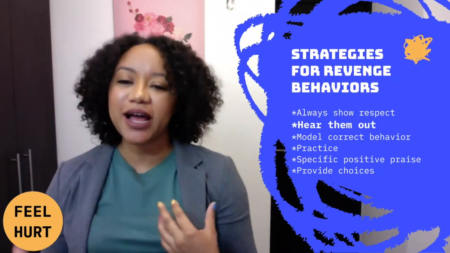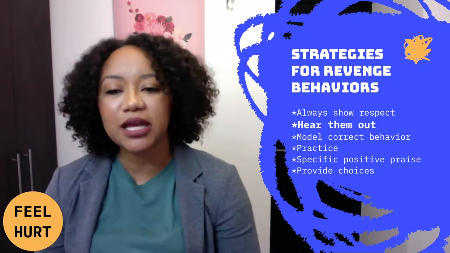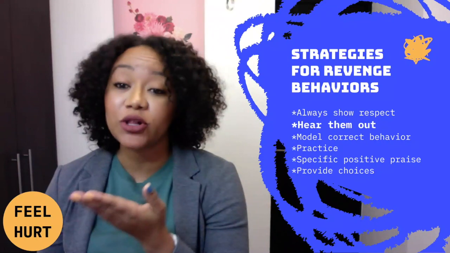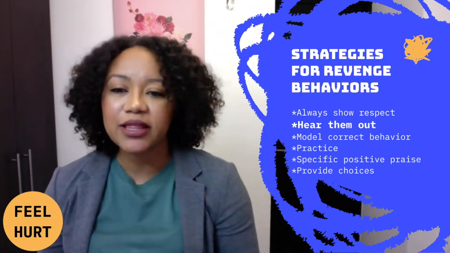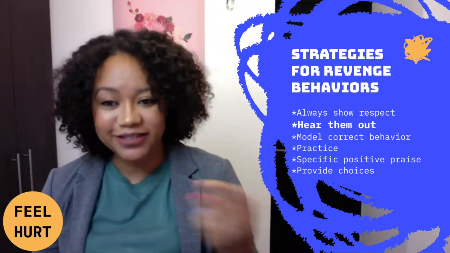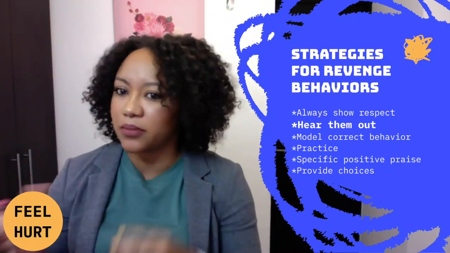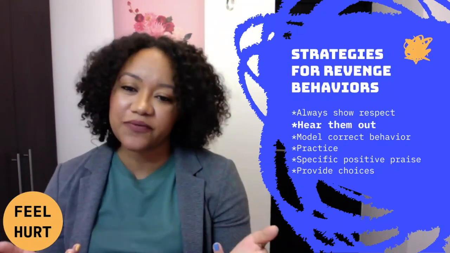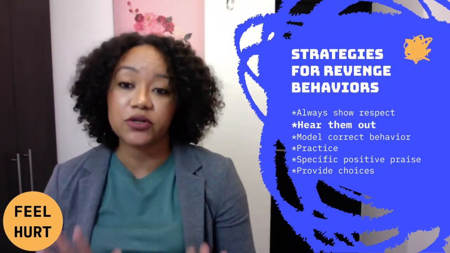Okay, so if a child is engaging in inappropriate behaviors because of revenge, remember that they feel hurt. So they feel hurt and they want to get that person back. So again, always show respect. So instead of saying, "Why did you hit him?" with a really angry voice, we want to just stop the behavior, because if it's a physical behavior, you want to stop the behavior as soon as possible.